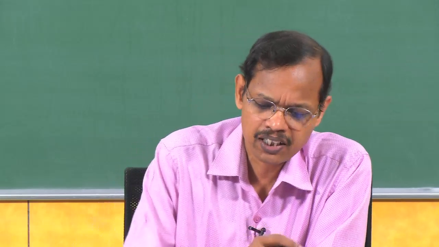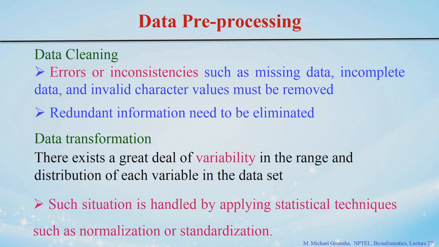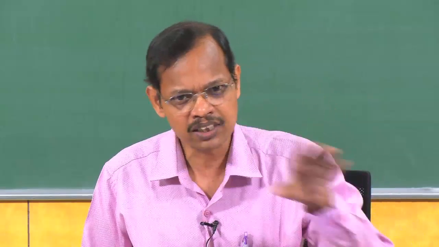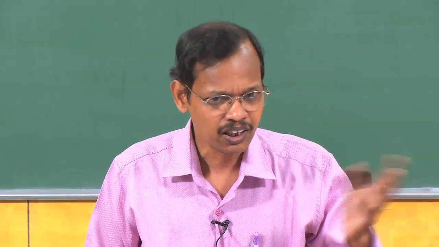Okay, then how to get this data cleaning? Sometimes there may be errors and inconsistencies, such as missing data, incomplete data, or sometimes invalid characters. If they are present, then you need to remove them. Then the second aspect: you need to remove the redundancy. If the same information is available in the list of compounds, then we need to eliminate the redundant ones.